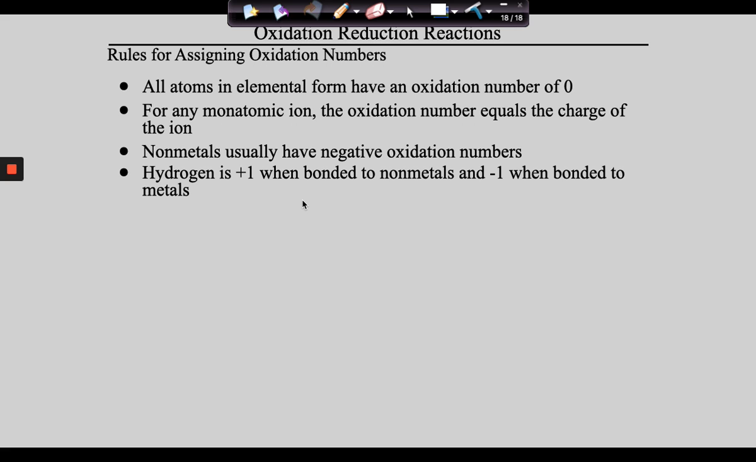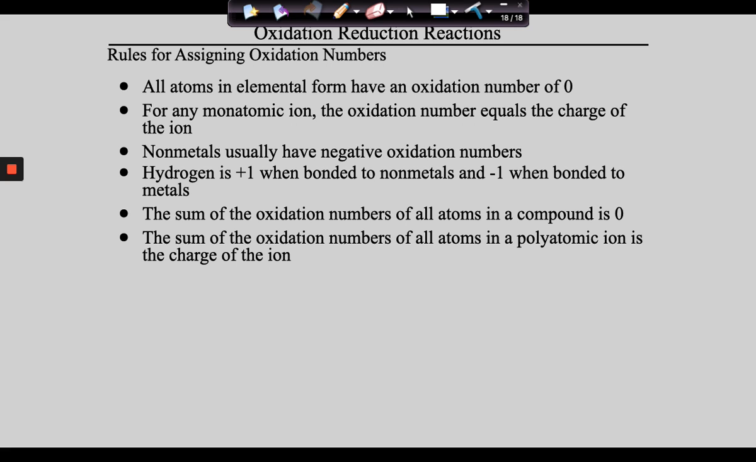Then guys, the last 2 rules. The sum of the oxidation numbers for all the atoms in a compound is 0. They're neutral, so all the oxidation numbers have got to sum to 0. But then guys, this gets a little tricky. The sum of all the oxidation numbers in a polyatomic ion adds up to the charge of the ion. And now you're going, oh boy. I'll show you an example. And then guys, we'll wrap up the day.